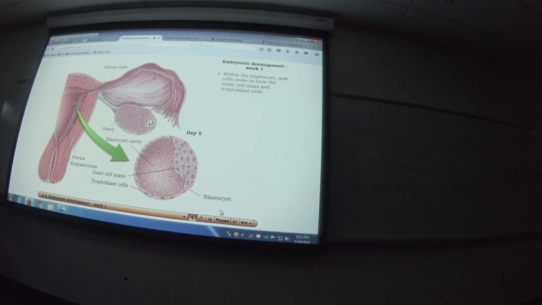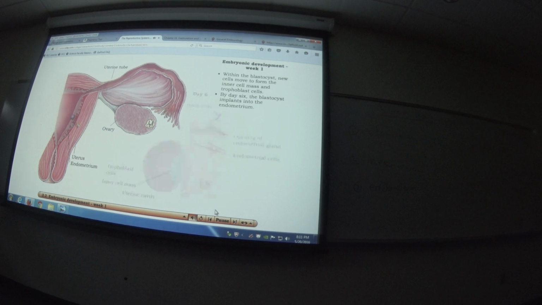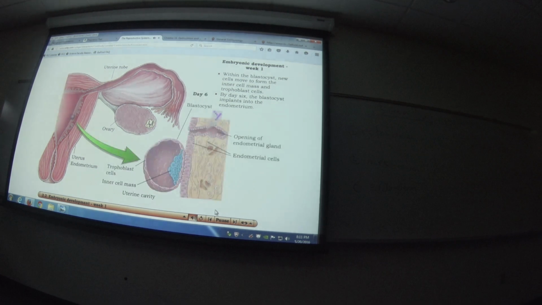The cells continue to rearrange, forming an area of more cell layers called the inner cell mass. The blastocyst's outer layer of cells is called the trophoblast. That's the eating part. About 6 days after fertilization, the blastocyst attaches to the endometrium of the uterine wall.